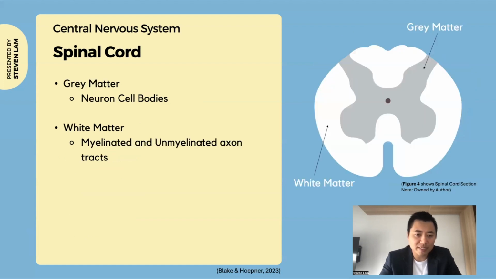So the spinal cord contains the gray matter there, which is neuron cell bodies, and it also has this white matter, which is myelinated and unmyelinated axon tracts. Now, these tracts act as a freeway for messages to travel from the brain to the periphery and also from the periphery back up to the brain.